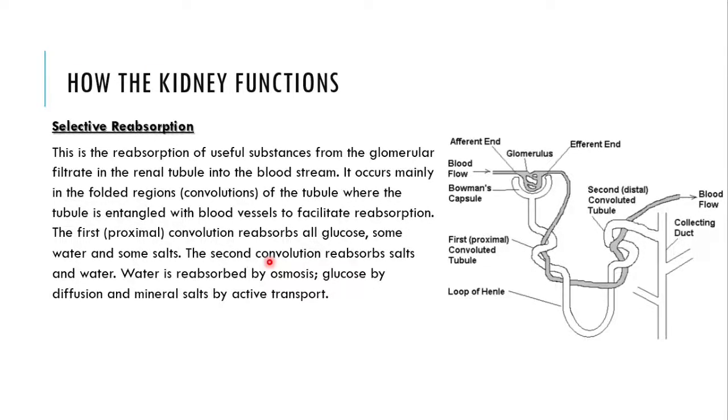So what is selective reabsorption? This is the reabsorption of useful substances from the glomerular filtrate in the renal tubule into the bloodstream. Let me read that again. This is the reabsorption of useful substances from the glomerular filtrate in the renal tubule into the bloodstream. It occurs mainly in the folded regions or convolutions of the tubule, where the tubule is entangled with blood vessels to facilitate reabsorption. Let me pause there and explain a bit.